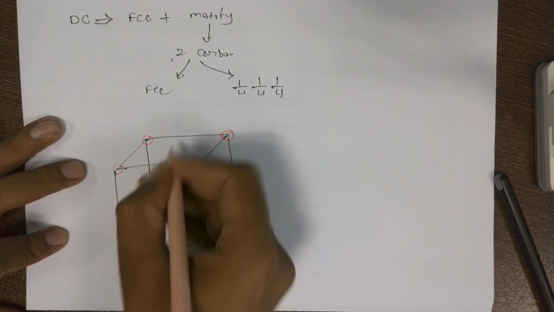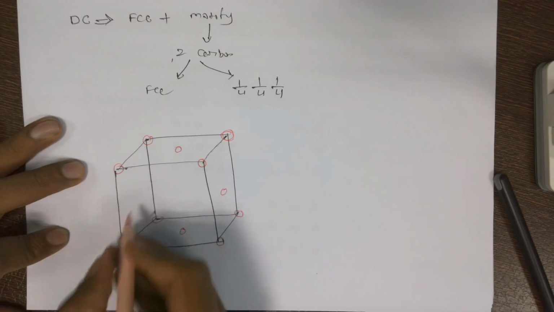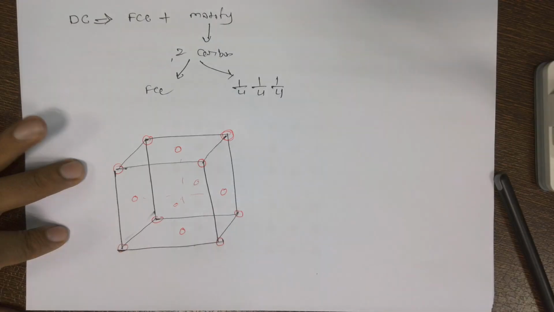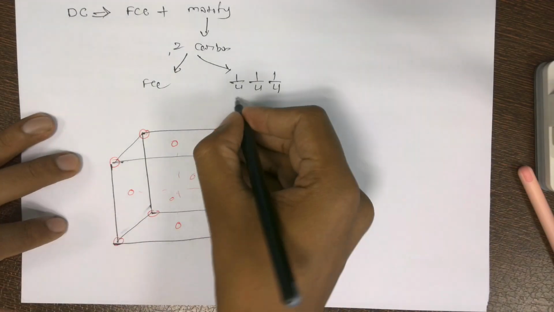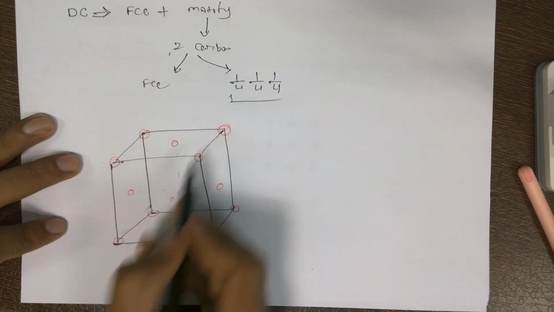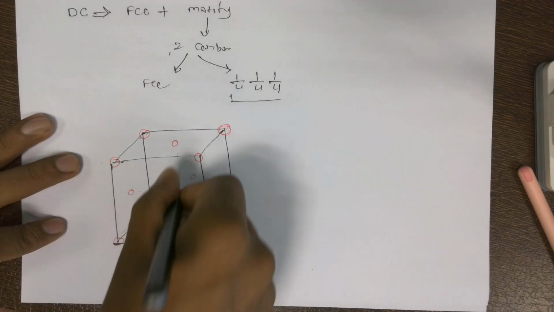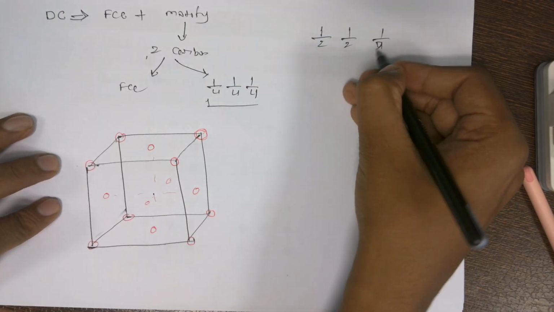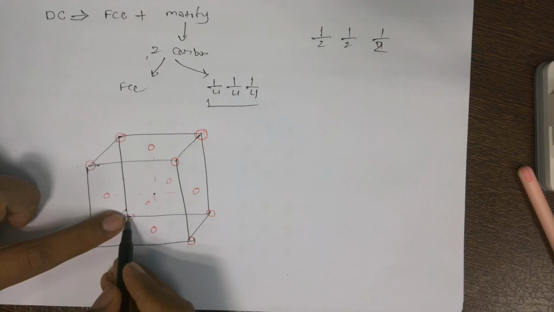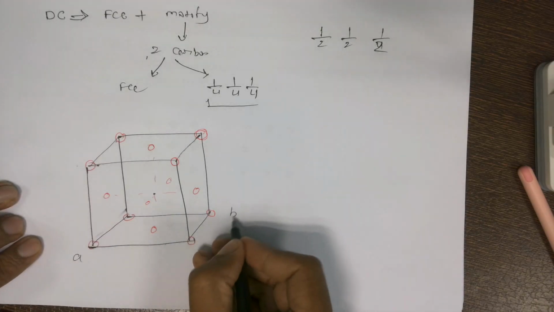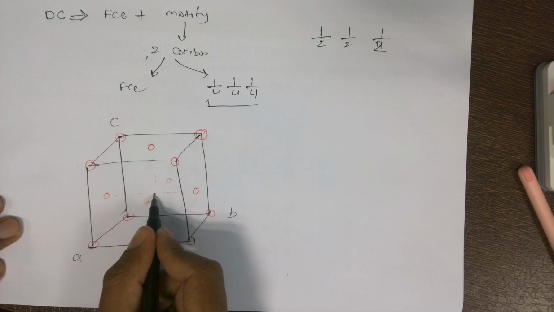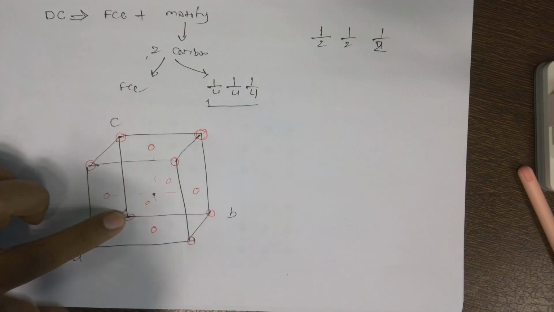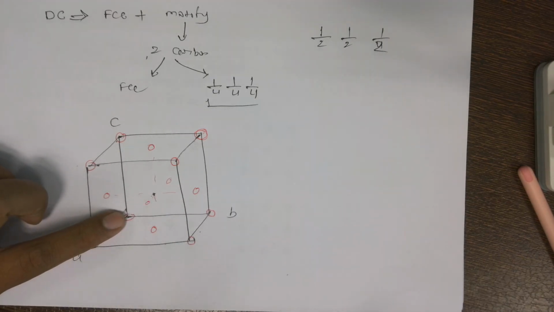I made the FCC. Along with the corners, there will be atoms at the faces. All of them are carbon atoms. What is the body center? The body center is represented by the fractions 1/2, 1/2, 1/2. If I want to go to the body center from here, I will go 1/2 in the a direction, the b direction, and the c direction. I will land over here, just in front of this particular 0, 0, 0. So from 0, 0, 0, if I take the origin, I have to go half in the x direction, half in the y direction, and half in the z direction.